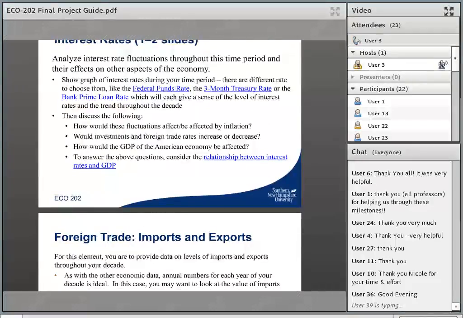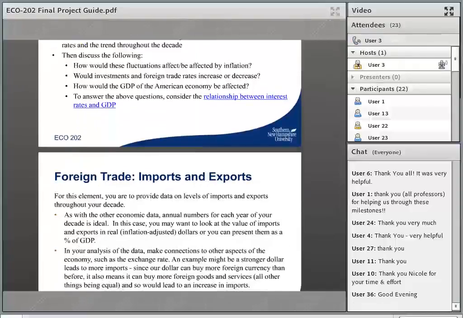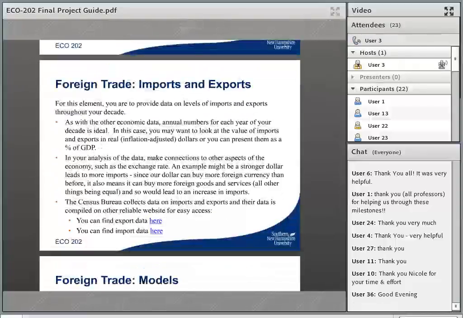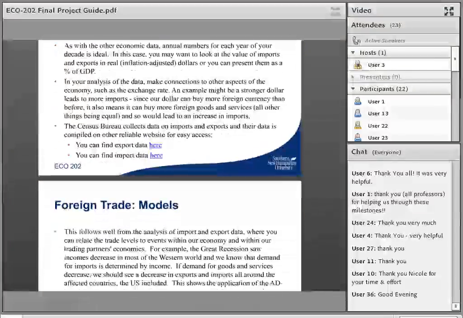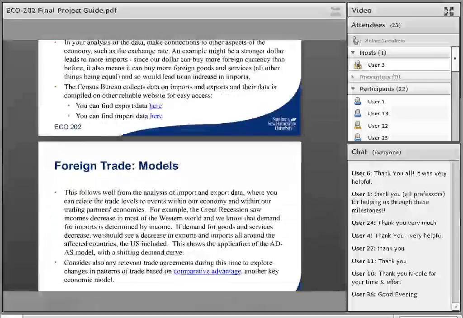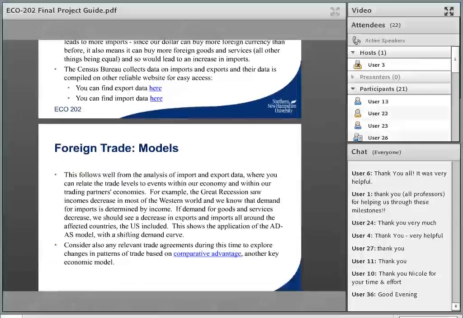So I'm going to come back to this. I want to go through the whole thing just so you guys can see what it looks like, and then we'll come back to this one in particular. So foreign trade and exports is new for the final, and foreign trade models is new for the final. Since we just went over foreign trade in week 6, obviously we weren't able to include that for any of the milestones, so it is here.